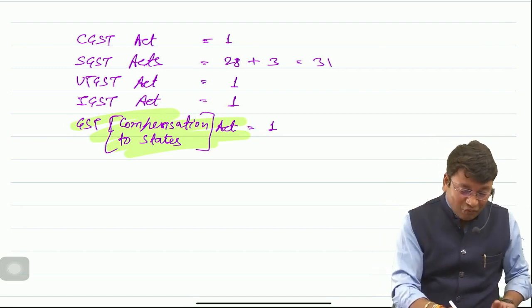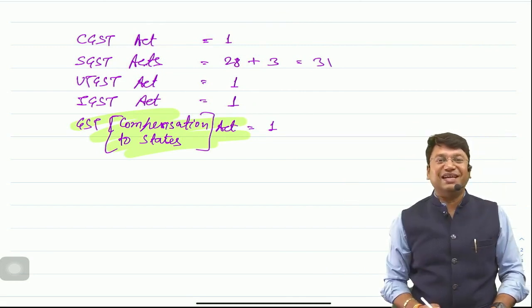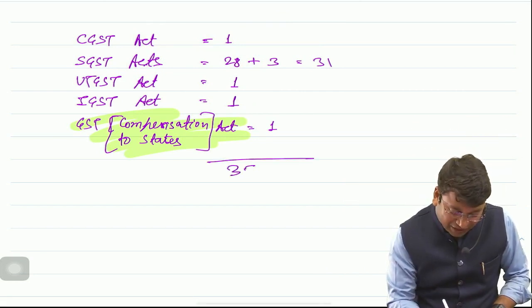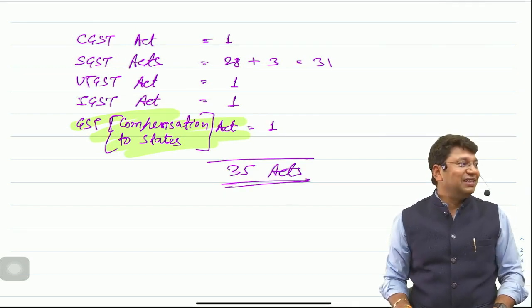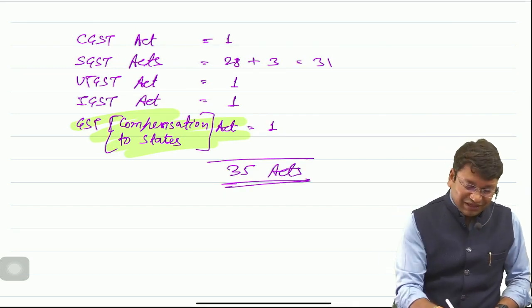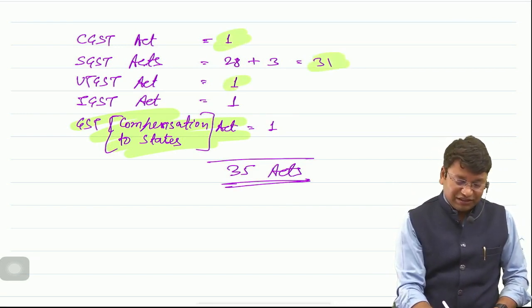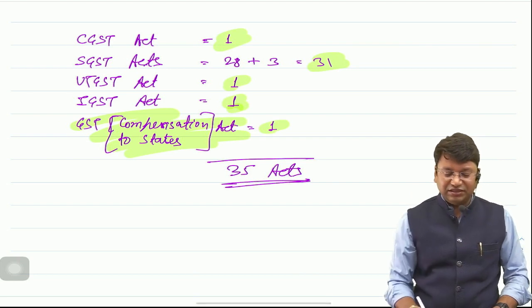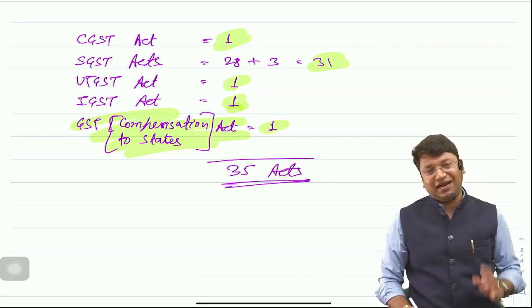And sir, one nation, one tax, one market. To introduce the one nation, one tax, one market, see total 35 acts were framed. Total 35 acts were framed. One is CGST, 31 are SGST acts, one is UTGST, one is IGST, and one is GST Compensation Cess. Clear? GST Compensation to States Act.